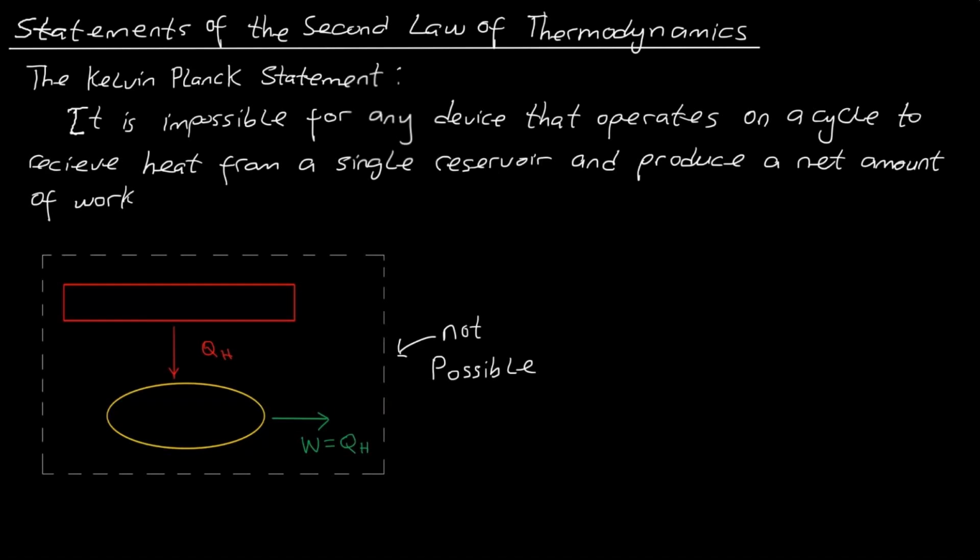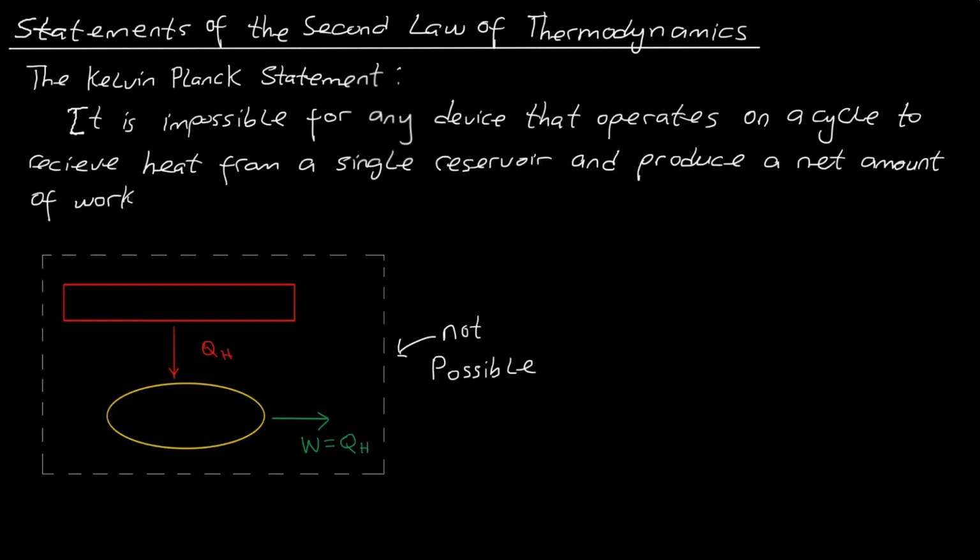The waste heat isn't due to dissipative factors or irreversibilities. Even under ideal conditions, there is still waste heat, and this is because for the cycle to be completed, heat must be rejected to a lower temperature reservoir.